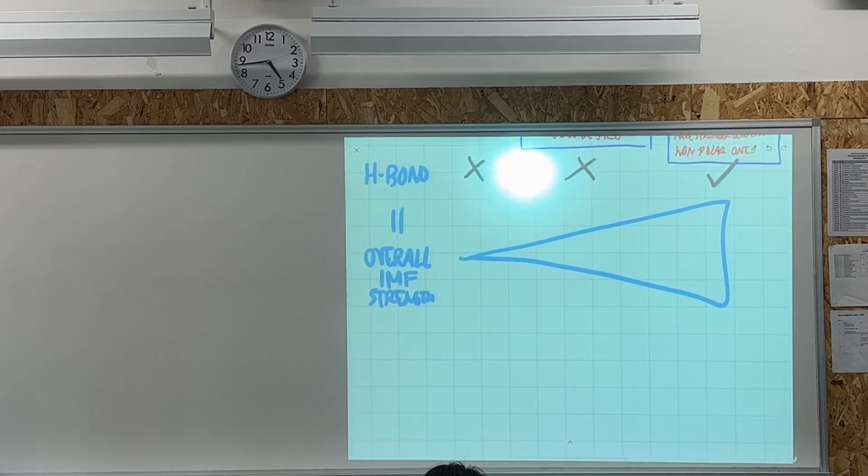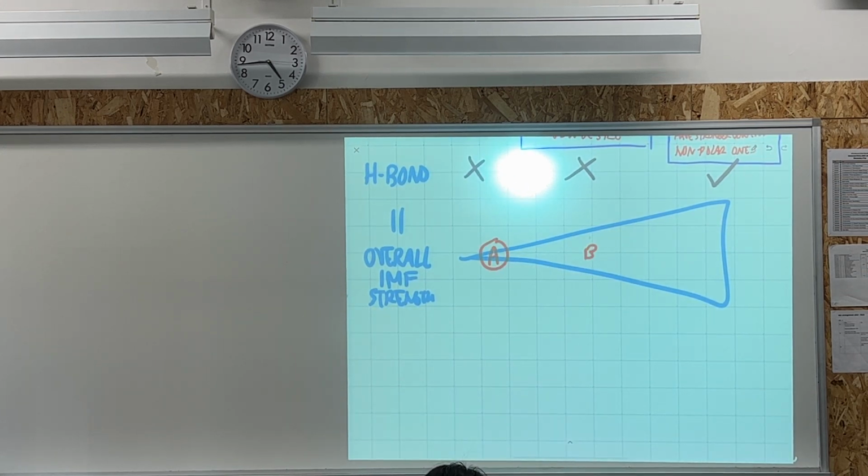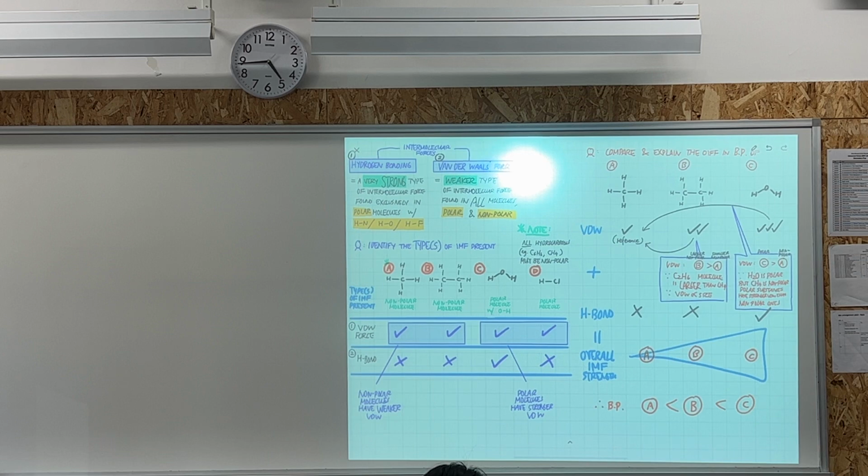Okay? Is that clear? So this is A, this is B, this is C. Therefore, we say the boiling point also follows the order, because boiling point relates to the intermolecular force strength. The more strongly the molecules attract one another, the harder it is to boil. So this is why these two are directly correlated. So we have A smaller than B, smaller than C. Is that clear? That's basically what you need to know in this chapter.